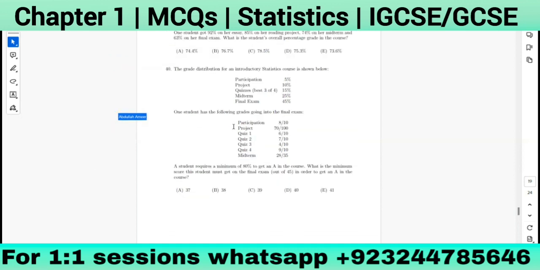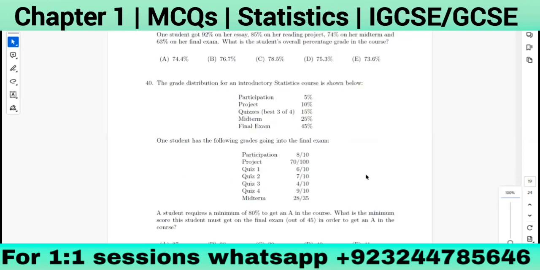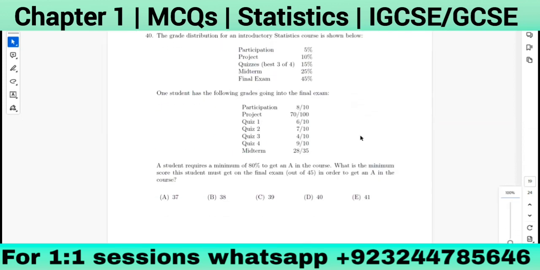The grade distribution for an introductory statistics course is shown below: participation, project, quizzes, final exams. One student has the following grades going into the final exam. A student requires a minimum of 80% to get an A in the course. What is the minimum score the student must get on the final exam, out of 45, in order to get an A in the course?